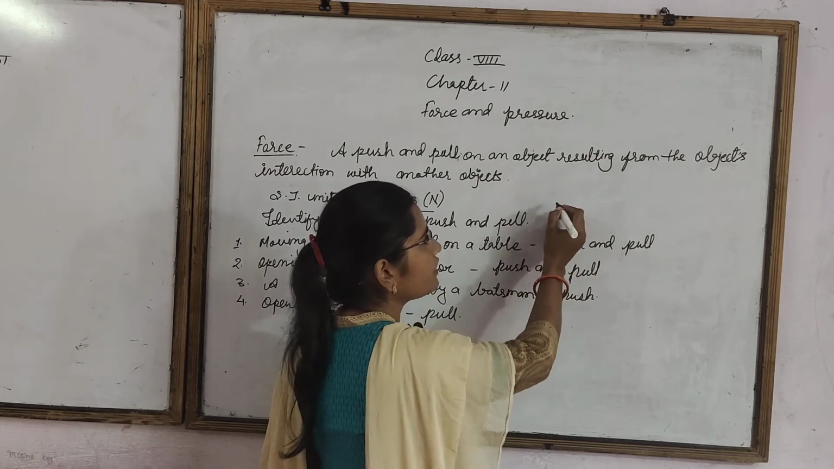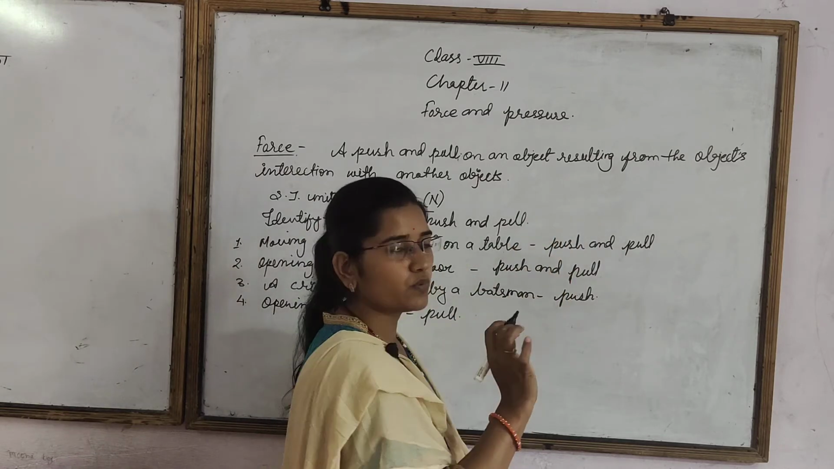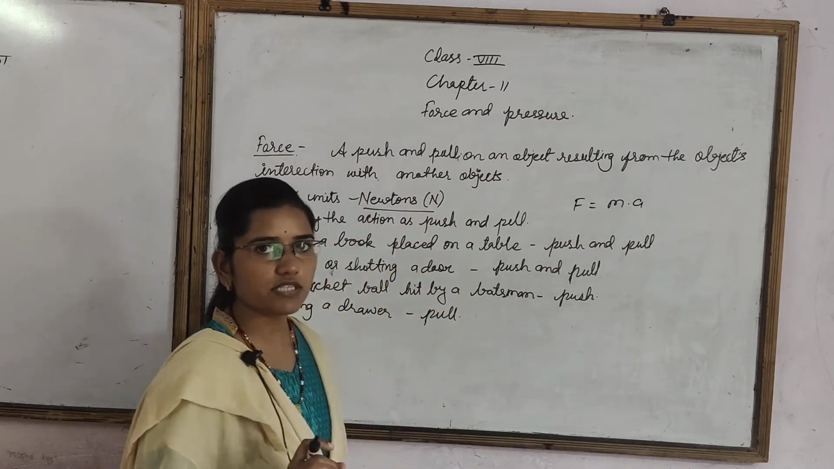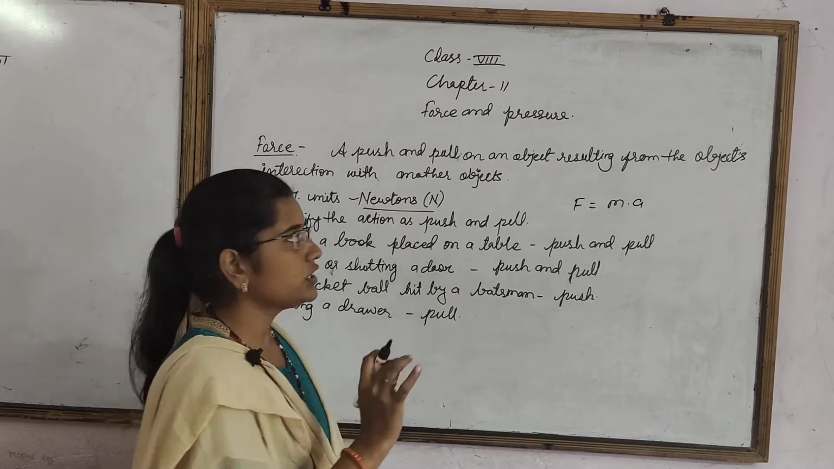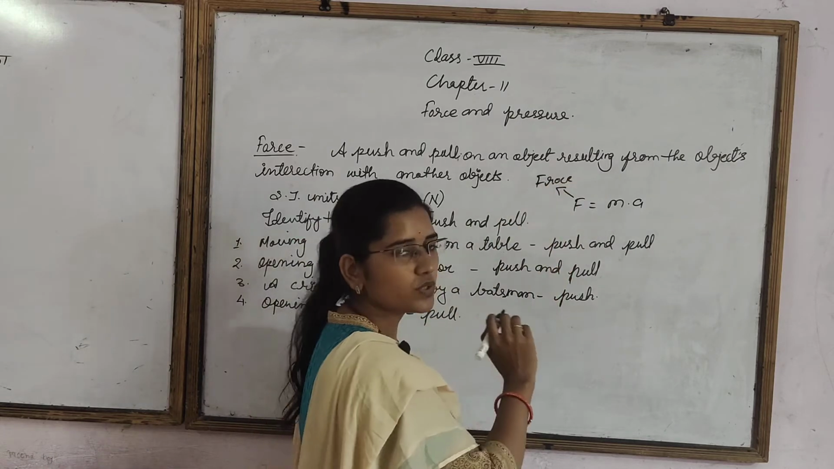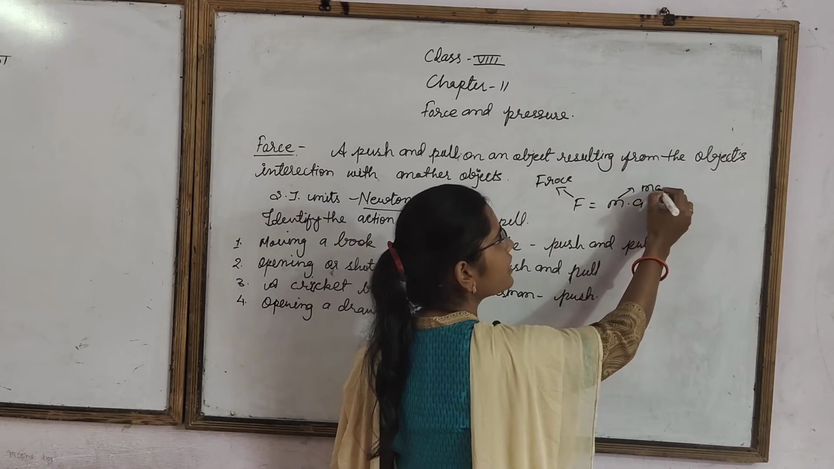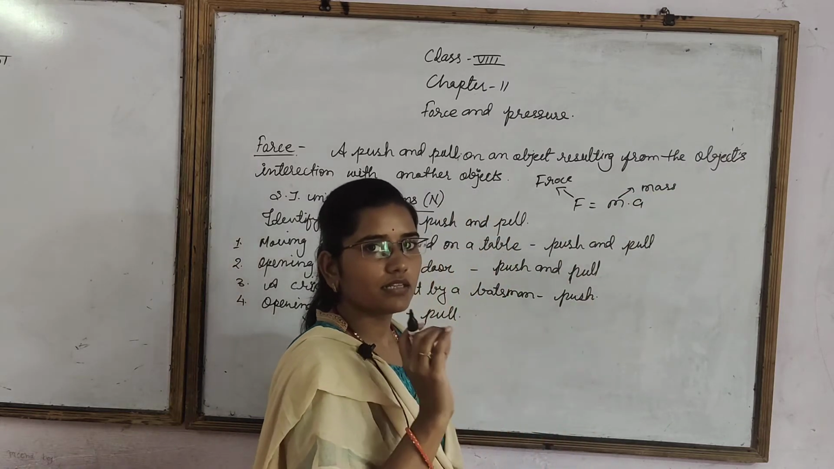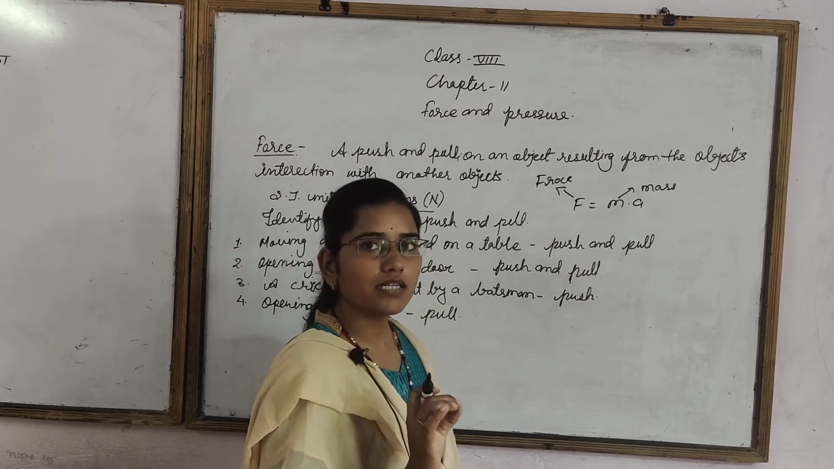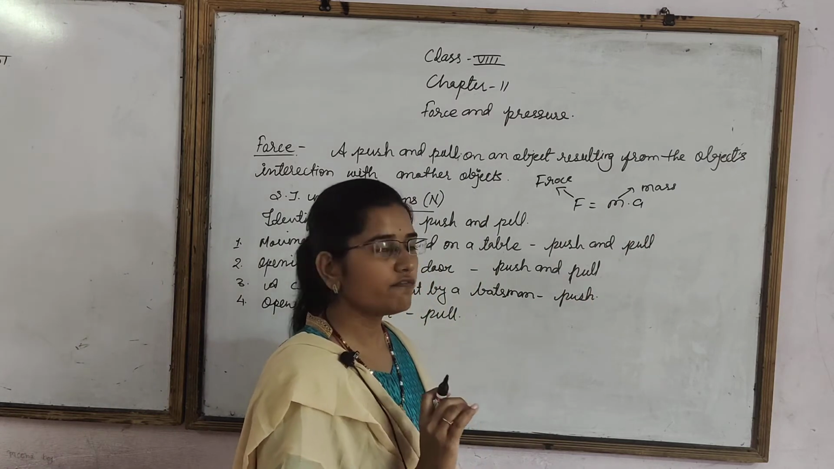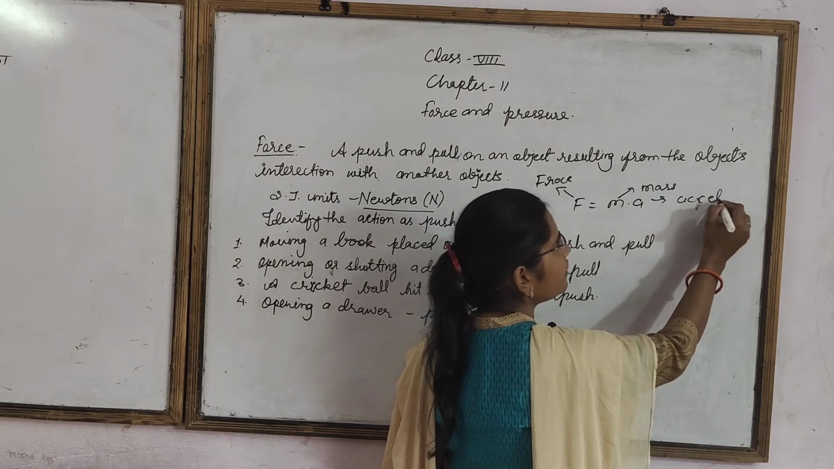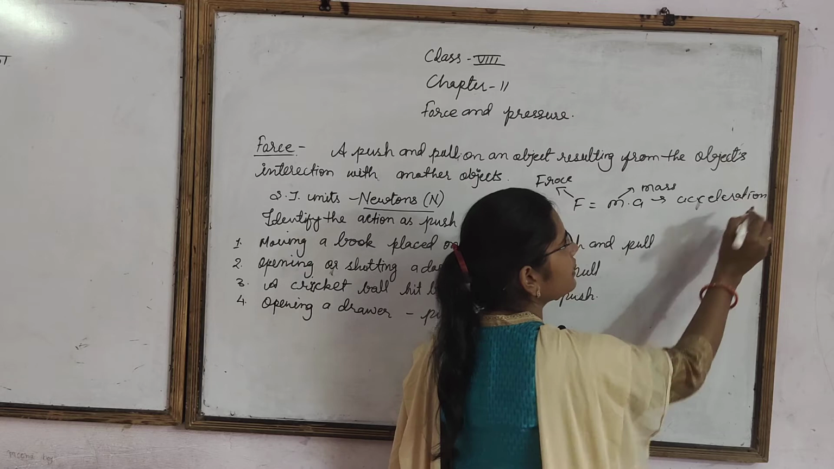And we know that we have expressed force as a formula. So what is the formula? F is equal to m into a. F is the force, and m is the mass of the object. And a is acceleration.